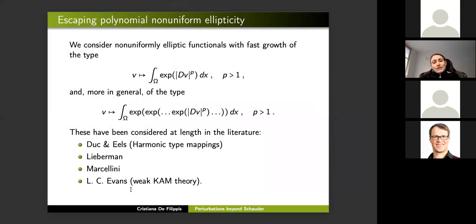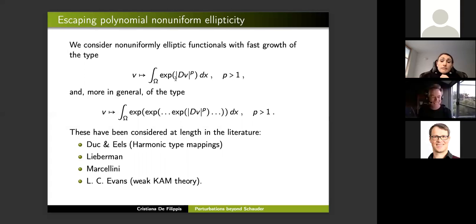Now we can also obtain analogous borderline regularity results if we give up on the case of polynomial non-uniform ellipticity. So let's consider these iterated exponential functionals, and I will take just another 2 minutes of your time. I don't know if I'm running out of time. These functionals received lots of attention by Ducanel, Lieberman, Marcellini, and Evans in the framework of weak KAM theory.